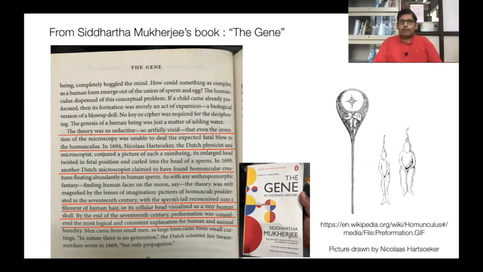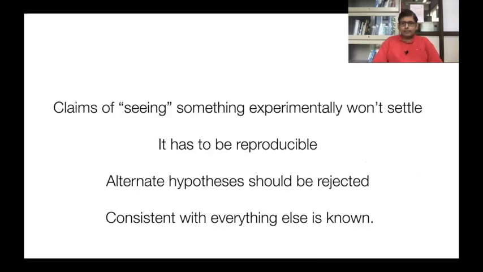The experiments were wrong, and they found something which is not there, or they claimed to have found something which is not there. So this is an important point to remember: claims of seeing something experimentally may not settle your hypothesis. It has to be reproducible. It has to stand the test of time, and you have to examine a bunch of alternate hypotheses and reject all of them. And it has to be consistent with everything that is known. Only then will this be meaningful.